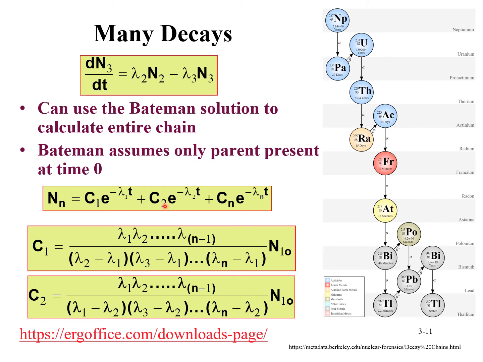This C2 value, and again we've got C2 e to the minus lambda 2, so that's the daughter decay constant. Well, that's just equal to, again, the same factors here, all the decay constants to n minus 1, depending upon what your n value is here. And then the decay constant of 1 minus 2, decay constant of 3 minus 2. Now what we're subtracting the decay constant by is the coefficient or the factor of this C value. It goes on and on. So you can build many, many chains.